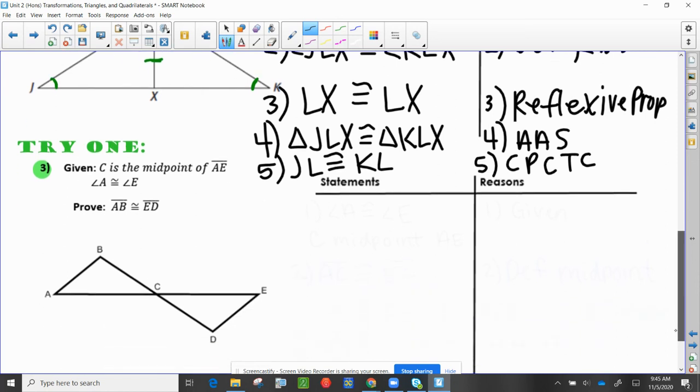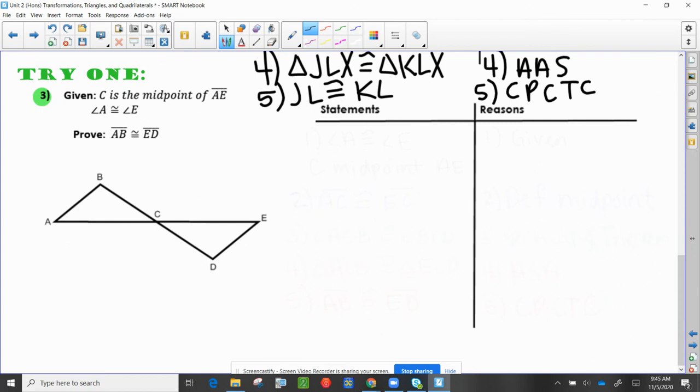Okay? All right, this last one I'm going to have you guys try on your own. So they're giving you that C is the midpoint of AE. Angle A and angle E are congruent. I want you to prove that side AB is congruent to side ED. So go ahead and set up your proof, mark your picture up, do whatever you have to do, but get to that prove statement and make sure your proof is going in a logical order. Whatever you mark on your picture, you have to make sure you have a reason and a statement for that in your proof. So take a minute here, go through this problem and see how it goes.